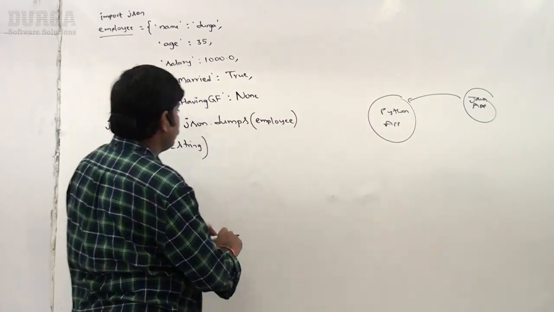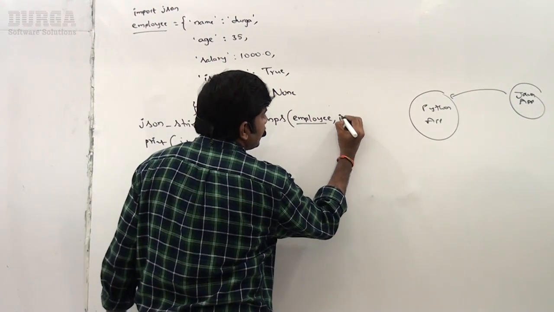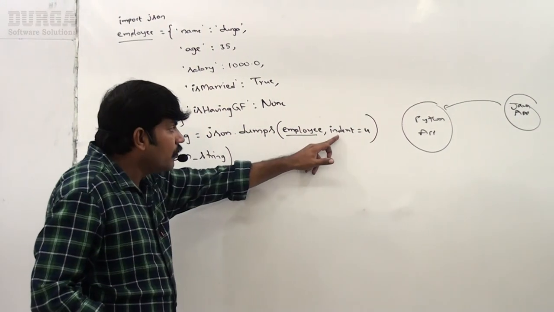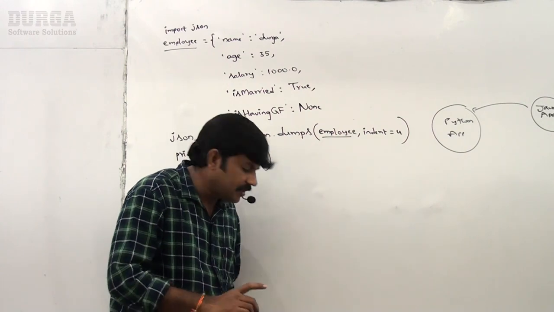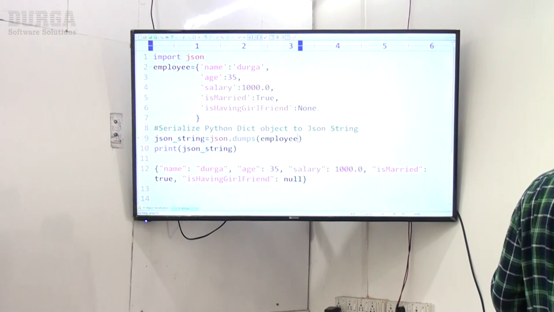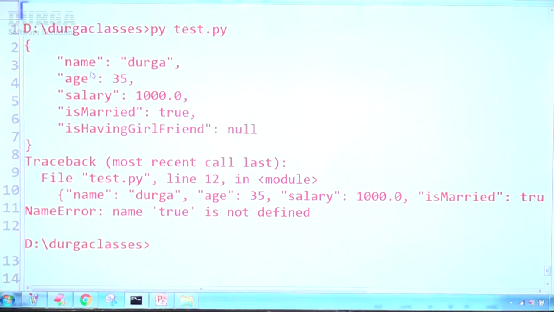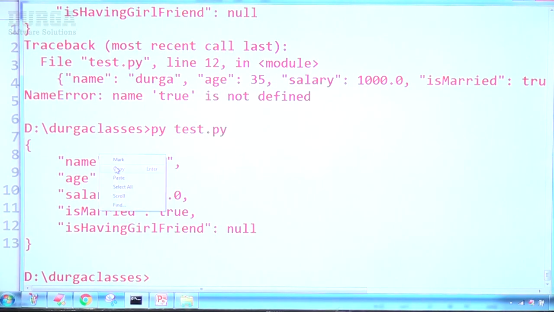What do we have to take here? json.dumps(employee, indent=4). With indent equal to 4, the JSON string will have 4 spaces of indentation. Let me remove this part and use indent equal to 4. Now this is the output we are getting. How many spaces are there? 4 spaces. That is what indent equal to 4 means.